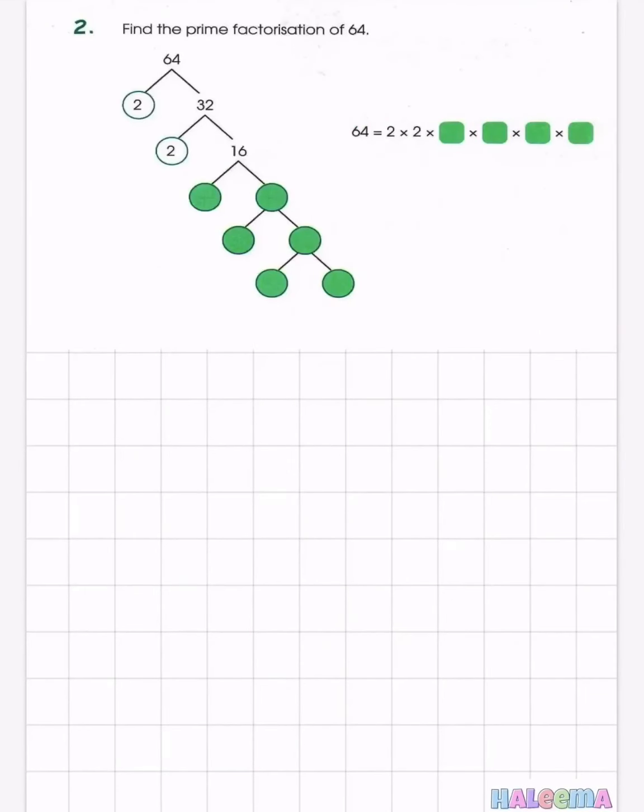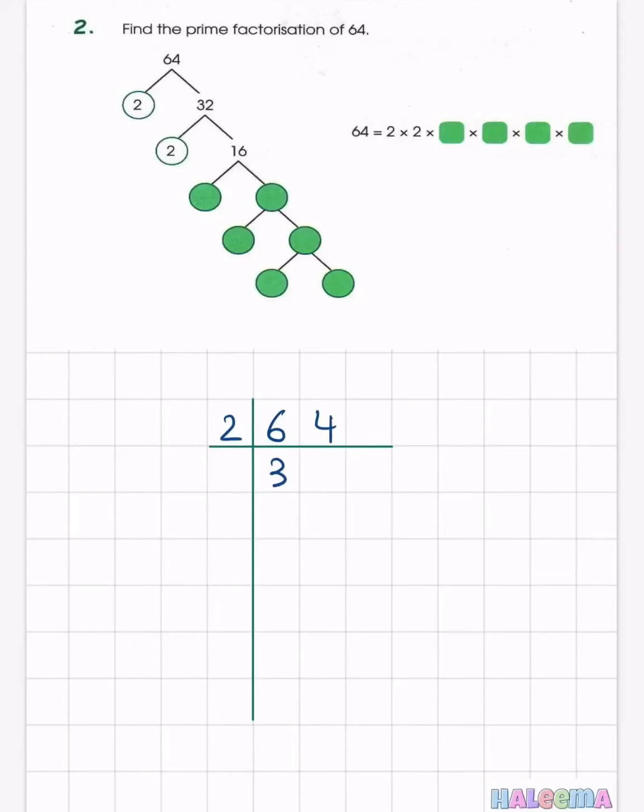Question number 1 was exemplary, so we've directly moved on to question number 2. It says, find the prime factorization of 64. Whenever this question comes, or it says, find the product of its prime factors, remember, we have to do LCM. So let's start with 2.